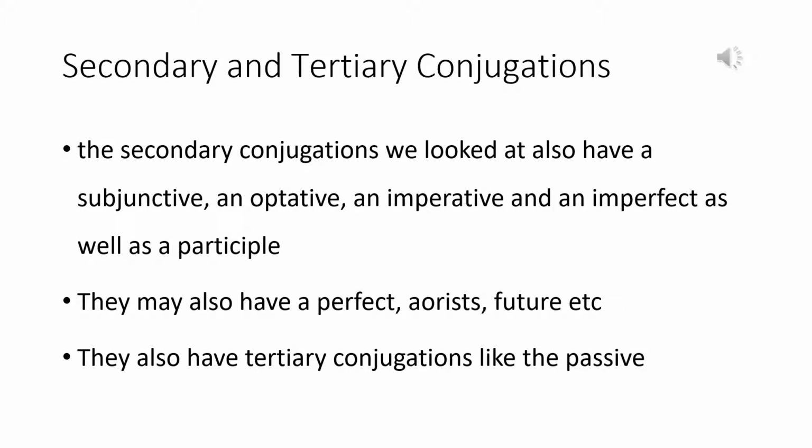One feature of Vedic Sanskrit is that secondary conjugations also have subjunctives, optatives, imperatives, imperfects, as well as participles. They also may have perfects, aorist, future, etc. There are also cases of tertiary conjugations, that is, secondary conjugations like the passive formed from other secondary conjugations.